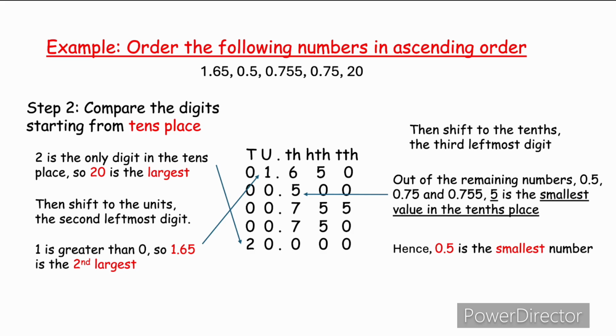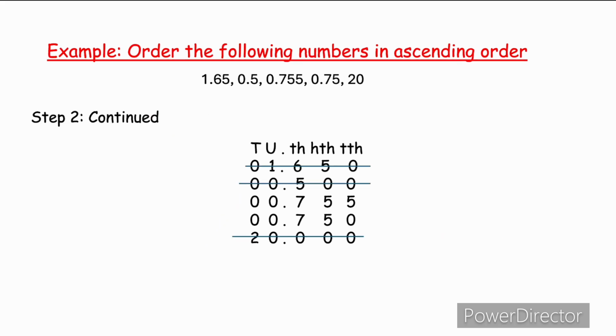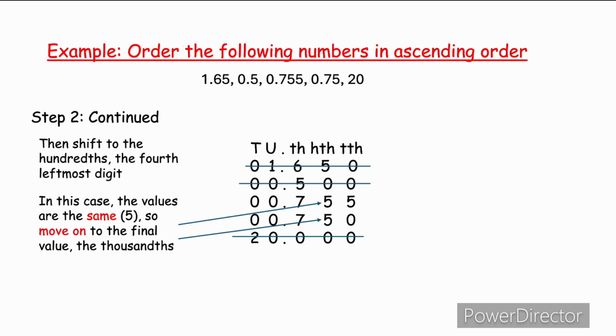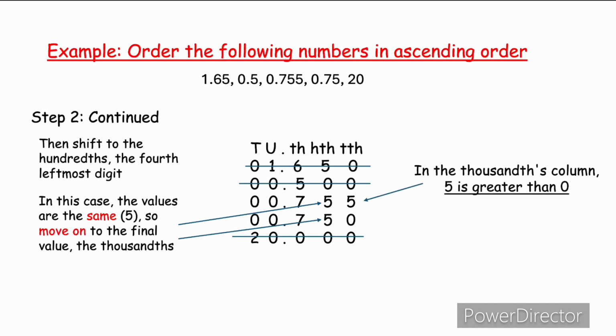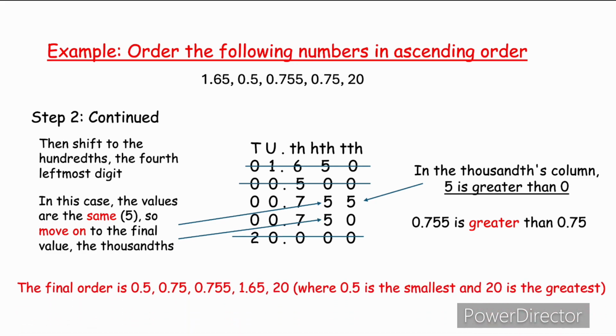But as 0.75 and 0.755 both have 7 in the tenths column, we have to shift again to the hundredths column. A bit long, but with some practice, you won't even need to line them up in the future. You just have to eyeball it. We can see here that even in the hundredths column, the values are still the same, 5. So we move on to the final value, the thousandths, where we can see the digits are finally different. 5 is greater than 0, so we know that 0.755 is greater than 0.75. Therefore, the final order is 0.5, 0.75, 0.755, 1.65, and 20.